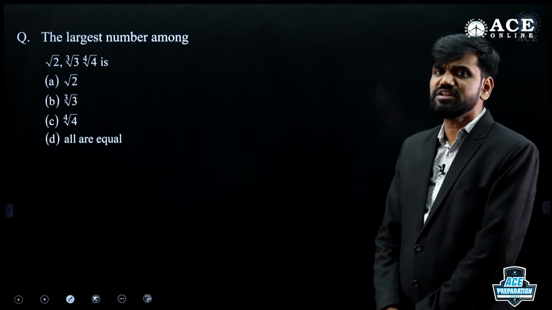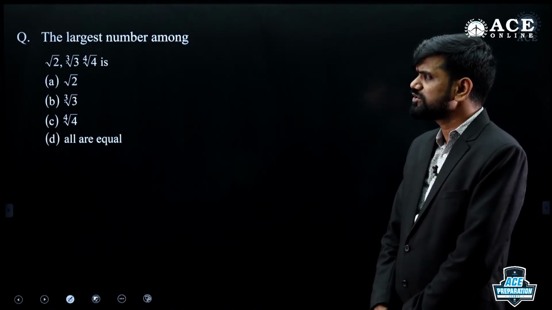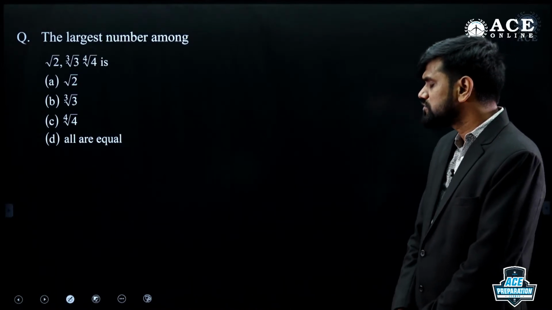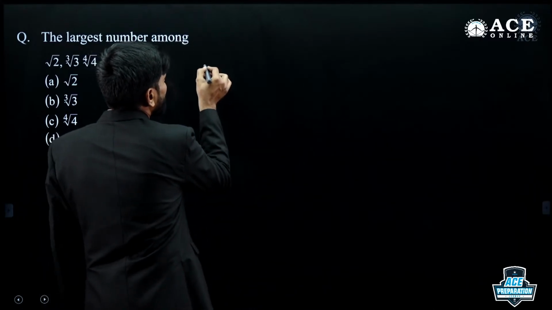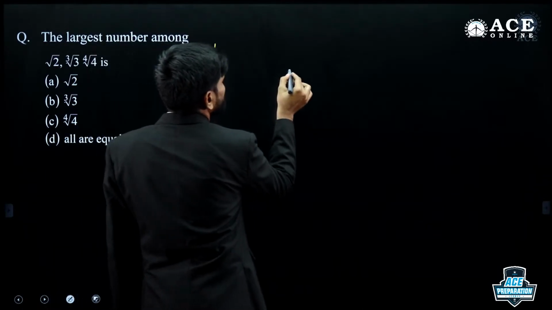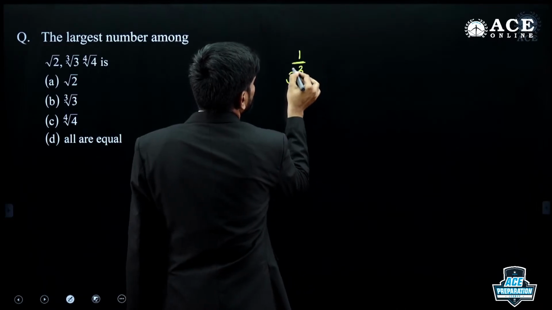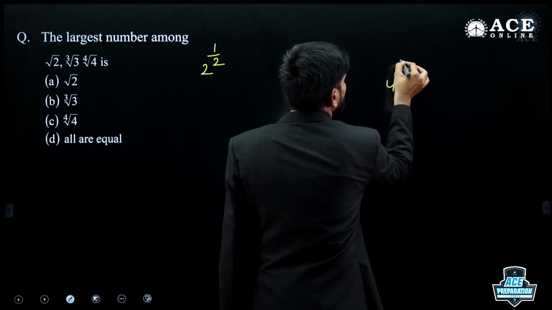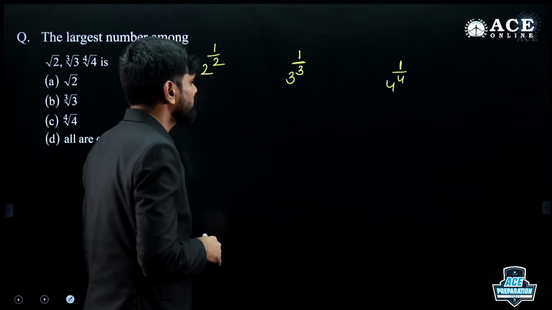The largest number among square root of 2, cube root of 3, fourth root of 4. Square root of 2 is nothing but 2 to the power of 1 by 2. Cube root of 3 is nothing but 3 to the power of 1 by 3. Fourth root of 4 is nothing but 4 to the power of 1 by 4.